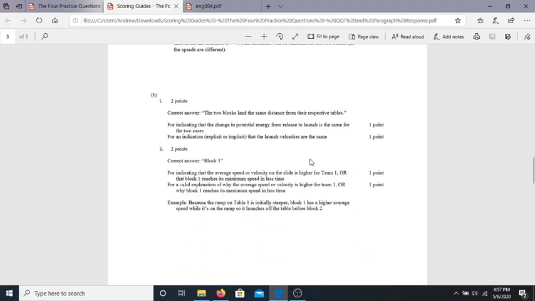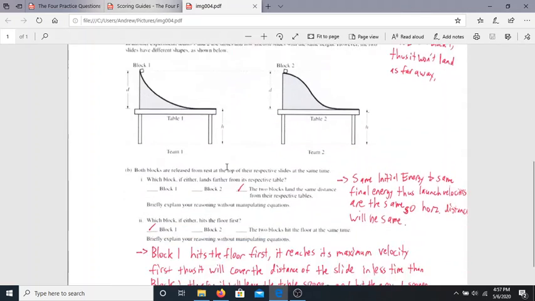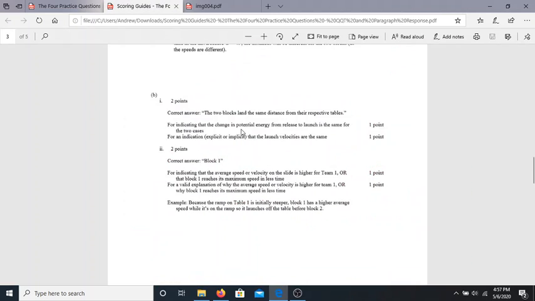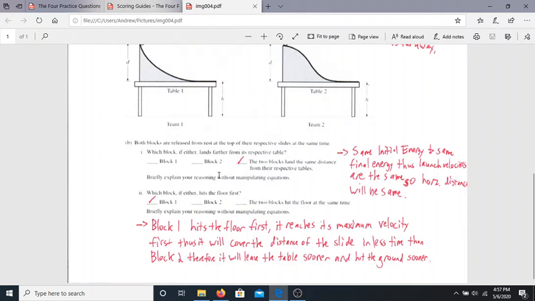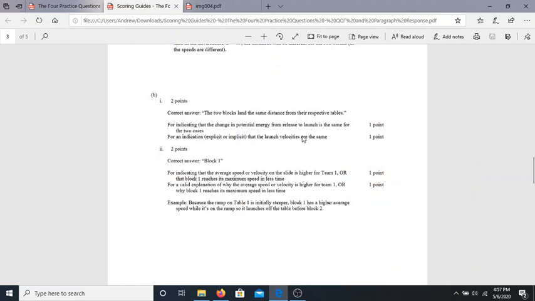3 points. The other part has 4 points, and it's split between the 2 different parts. The 4 points are really for giving the right answer. And remember, you can still get some partial credit even if you don't give the right answer, but to get full credit, you probably need to. Right away, 2 points for saying that they land the same distance. 1 point for identifying that their energies are the same. 1 point for talking about the fact that that means the launch velocities are the same. So as long as you say they have the same start energy, same final energy, and they leave the table at the same velocity, that's 2 full points right there.